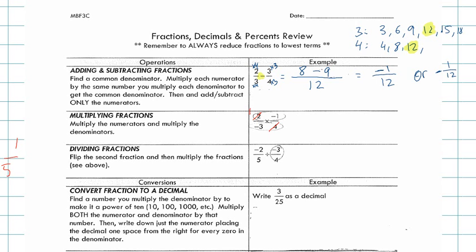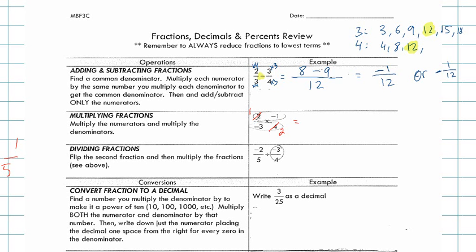So simplifying is finding a number that you can divide by both a numerator and a denominator. It can't be just the denominators or just the numerators. It has to be one of each, at least one of each.